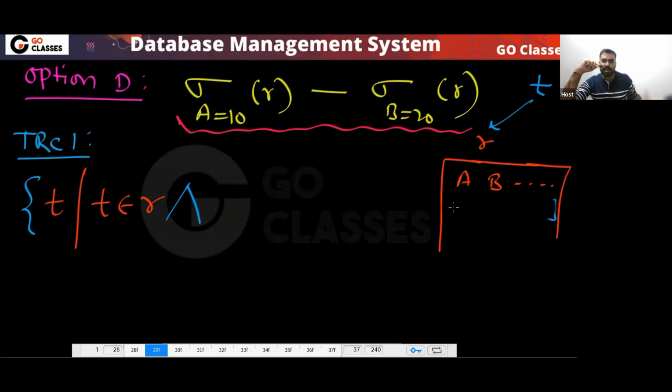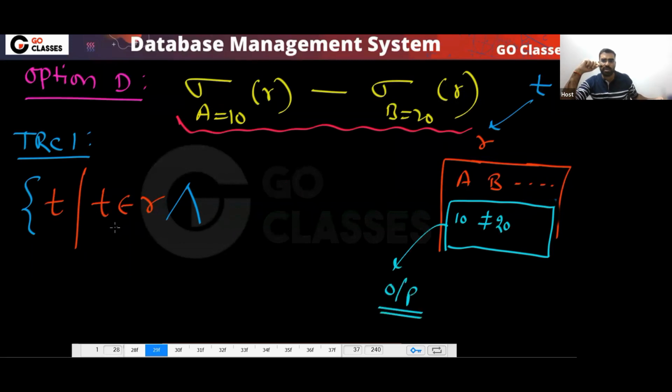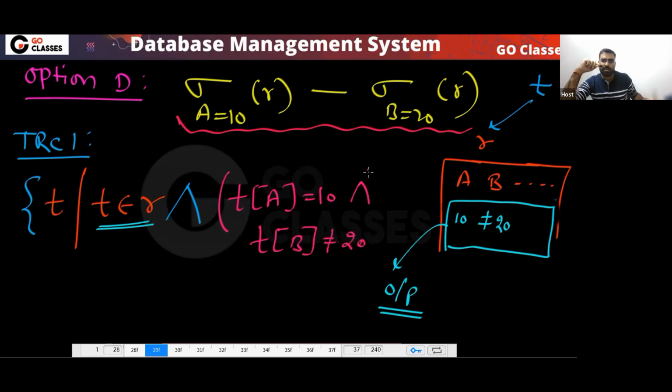I want those tuples. Remember, this tuple I want where A value must be 10 and B value must not be 20. This tuple will be in the output. So you take the tuple variable T, and a very simple thing you have to check: T of A must be 10 and T of B must not be 20.